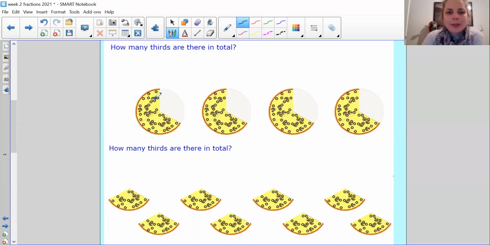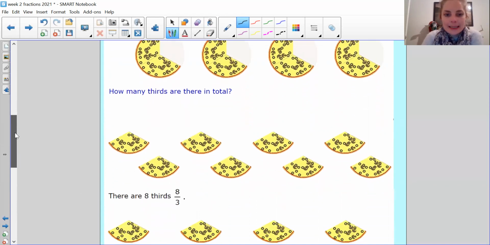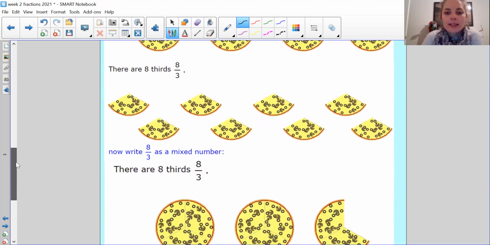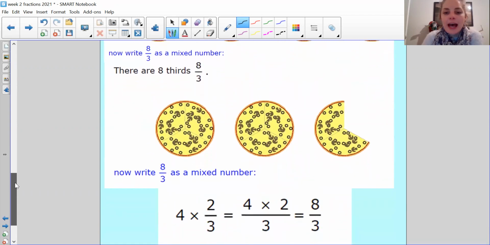So a nice way of saying it is I've got 4 groups and there's 2 in each. So you could just say 4 times 2, right, which is 8. So I have 8 groups of thirds, which means I have 8 thirds, okay? And we can write that as a mixed number if we want, all right? If I had to put them all back together, but we are not going to be writing it as a mixed number, but could you work out what this mixed number would be?